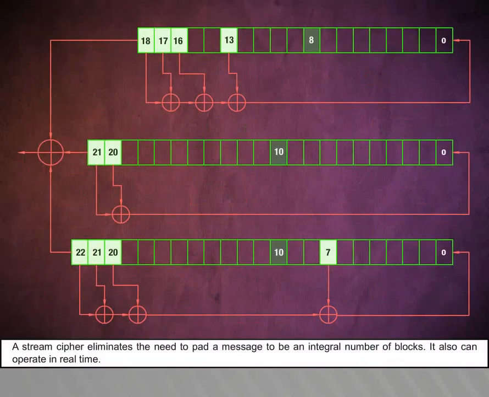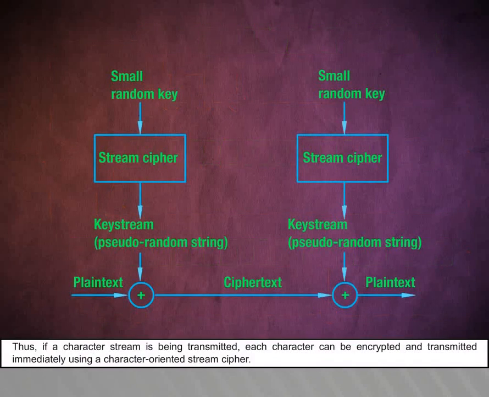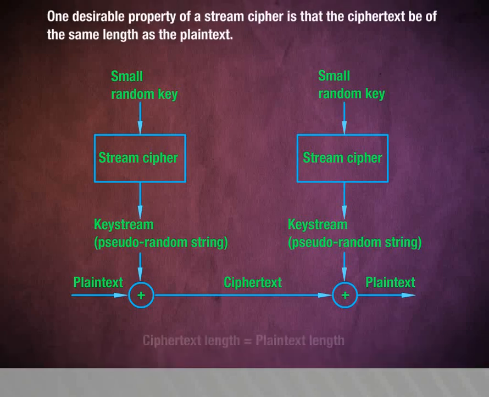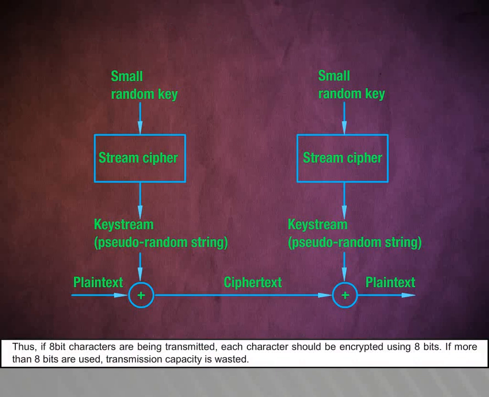A stream cipher eliminates the need to pad a message to be an integral number of blocks. It also can operate in real time. Thus, if a character stream is being transmitted, each character can be encrypted and transmitted immediately using a character-oriented stream cipher. One desirable property of a stream cipher is that the ciphertext be of the same length as the plaintext. Thus, if 8-bit characters are being transmitted, each character should be encrypted using 8 bits. If more than 8 bits are used, transmission capacity is wasted.